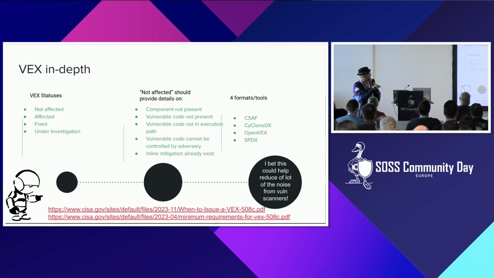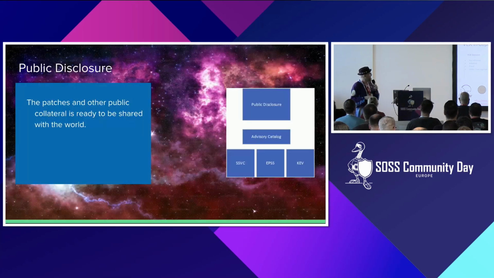And when somebody selects to say not affected, there's reasons why. I'm not affected because that component is not present in my software. Yay, that kind of stops a lot of customer and community inquiries. Or, the vulnerable code cannot be accessed by an adversary. There are 4 formats or tools for VEX: CSAF, CycloneDX, OpenVEX, and SPDX. Those are all pretty cool ways. You'll start seeing VEX in our ecosystem and much more in the coming years.